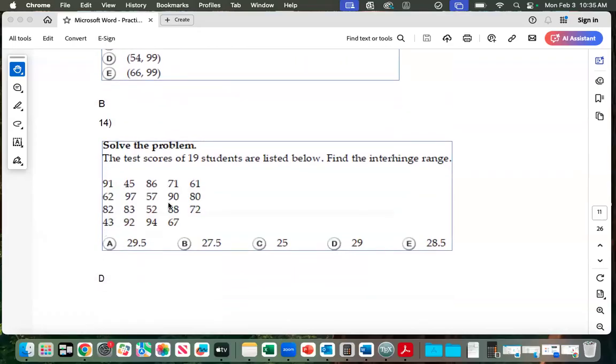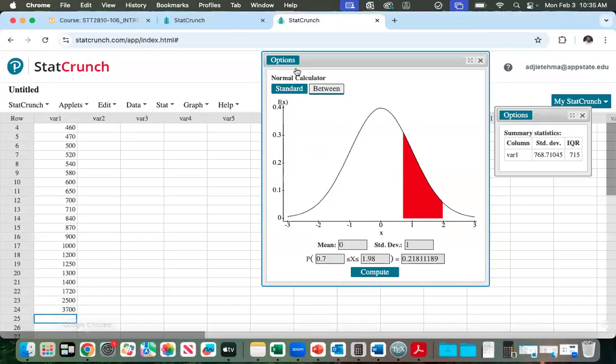Now we have this data here. We want to find the interhinge range. The interhinge range is the same as the interquartile range. Is that okay? The interhinge range is the same as the what? Interquartile range. So for that, interquartile range is Q3 minus Q1. So for that, you could use StatCrunch to compute that. So let's get to StatCrunch and then input these numbers there.